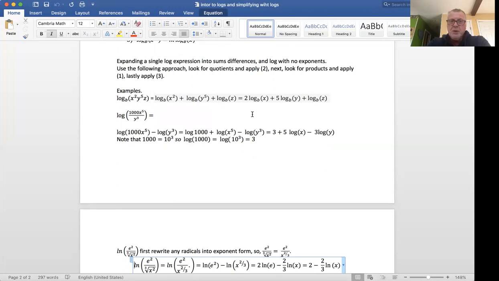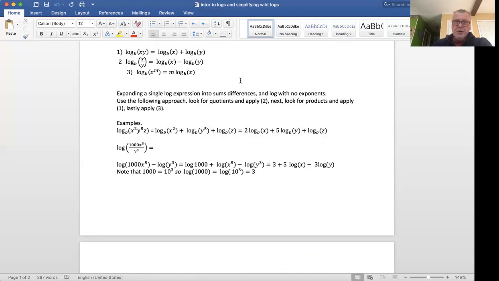So let's start with log base b of x squared, y to the fifth, and z. Now note, with these rules, when we're expanding, there's a hierarchy that we look for. The first thing we do is we look for quotients, something divided by something inside the argument of the log. The next thing we do is we look for products in the argument. And the last thing we do is we look for exponents. So here's our argument, x squared y to the fifth times z. There's no quotient there. So we can go past the second rule and go to the first rule.